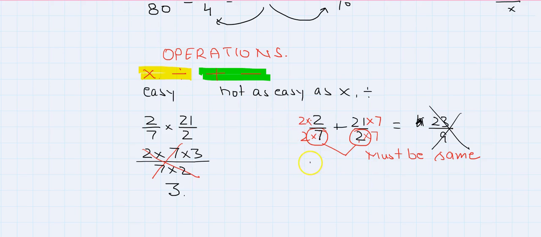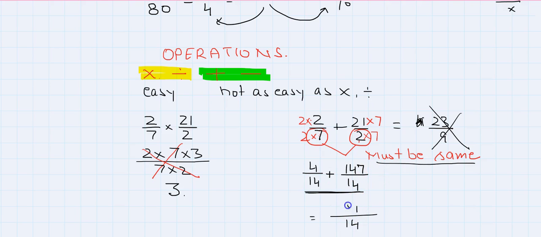Now I'll be having 4 over 14 plus 21 times 7 is 147 over 14. Now you have seen that we have the same denominator, that is 14. So we will just write 14 and we will add this. So that's how we add fractions. So you have seen the multiplication and division is very easy compared to if we add or subtract fractions.